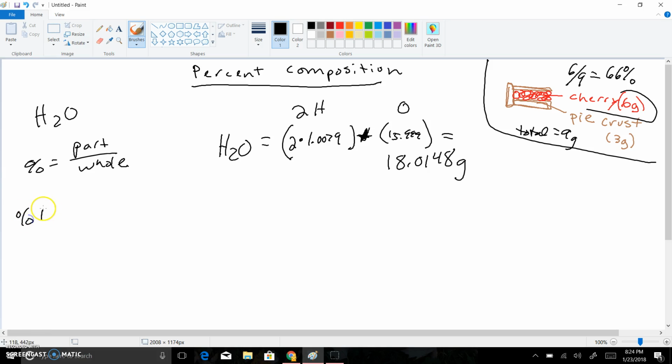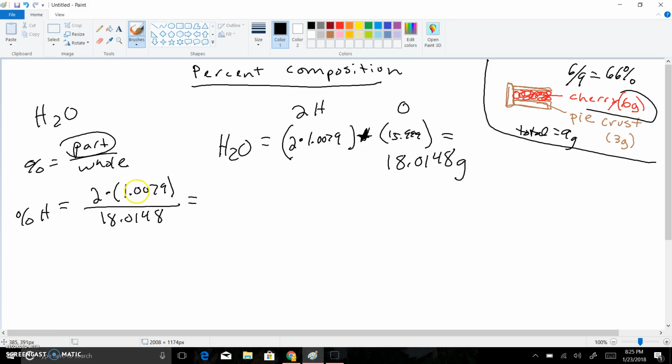So if I want to find what percentage of the pie, or in this case water, is H, I'm going to look at the whole is on the bottom, 18.0148. That's the total mass of water. And the part is going to be the part that's just hydrogen. There happens to be 2 hydrogens. So 2 times the 1.0079. This is 2 times the hydrogens, 2 hydrogens.